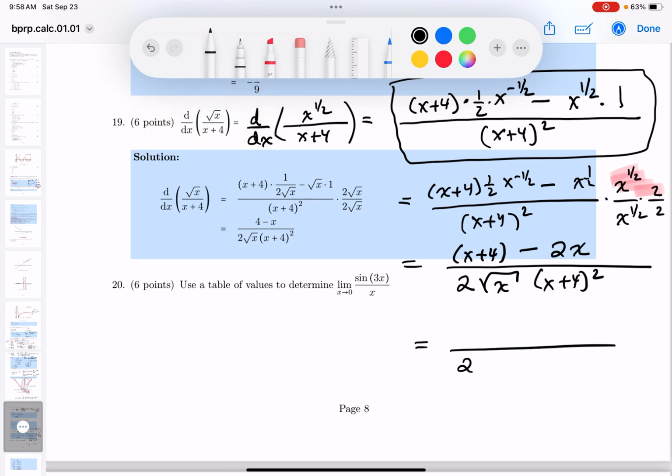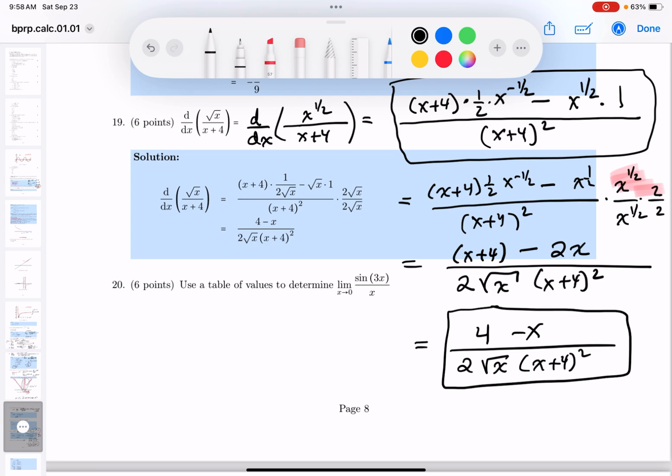What do you get here? On the bottom, you get 2 root x, and then you get x plus 4 squared. What do you get on top? 4 minus x. Let me put a little box in this, and let's just check the key.